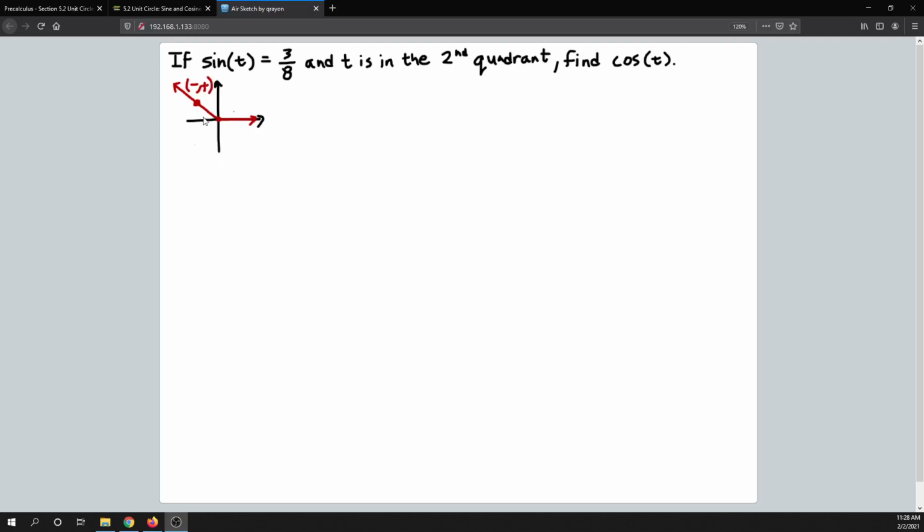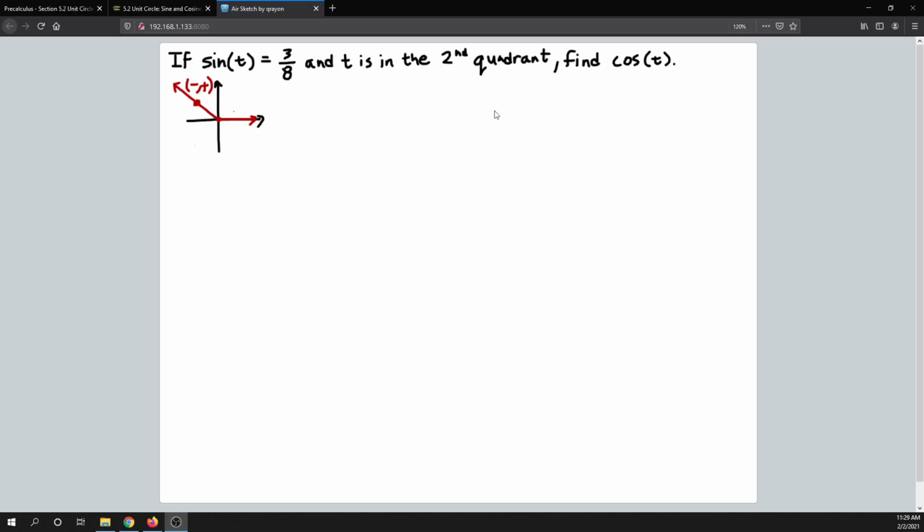All right? And so what that means in terms of the sine and cosine is that the cosine is going to be a negative number and the sine of t is going to be a positive number, which we already knew, right? But we are finding the cosine. We need to know whether it's positive or negative. So now we know, hey, it's going to be a negative number, okay? And that's going to be important later on.